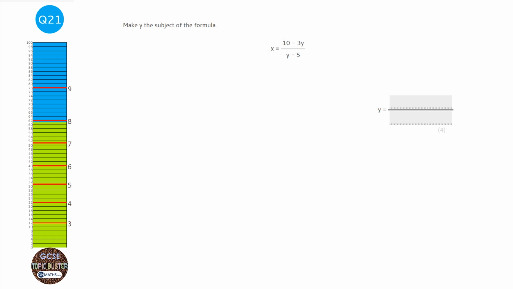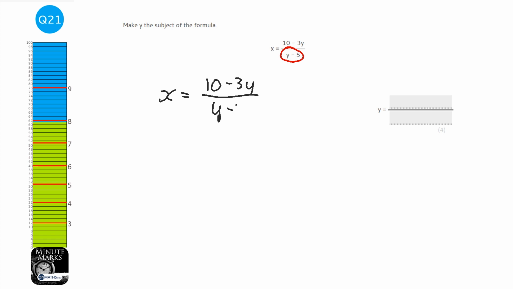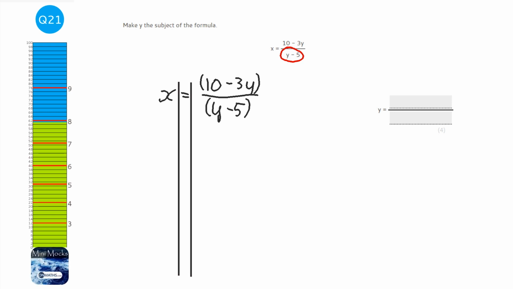Now there are two things you always want to try and get rid of when you're rearranging equations or formulas. The first thing is fractions. So this fraction here we want to get rid of, and we do that by timesing both sides by y minus 5. So I'm going to write out the equation again just to make it a bit bigger. And we can imagine that there's brackets around the top and bottom of this, and that sometimes helps us to answer the question. I'm going to put my lines down. So the first thing I want to do is times both sides by that y minus 5.